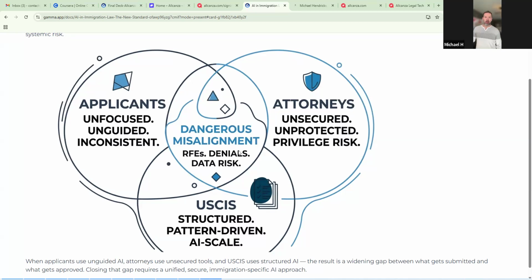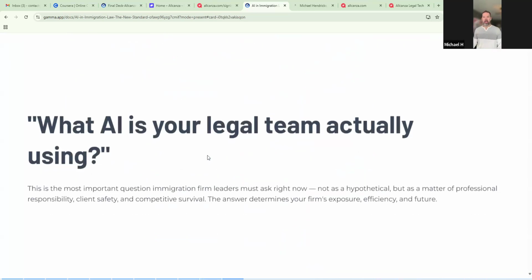So the problem, where you have the RFEs, denials, and NOIDs, is when there's a misalignment. When applicants are not prepared, the attorney is not protecting data or is using open source, and USCIS is now starting to use AI to determine fallacies and deficiencies in applications, this opens the gap for many more RFEs, denials, NOIDs, and data risk. So when applicants use unguided AI, attorneys use unsecured tools, and USCIS starts to use the structured AI standard, it widens that gap. Applications where you thought, I think this is enough, are going to be in peril now.